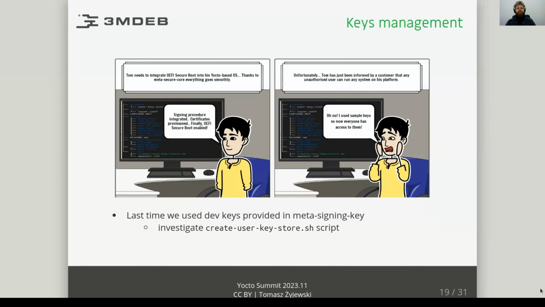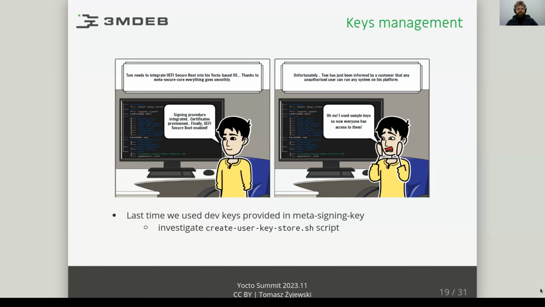So let's think about a scenario where we have a Tom who wants to integrate UEFI Secure Boot into his Yocto-based OS. He found out about meta-secure-core, went into the README, implemented everything and pushed it to his client, but he didn't see that by default this layer will use the sample development keys that are stored in the meta-signing-key layer, which means that everyone can use these keys to sign their firmware and run it on the platforms that the given client is using.